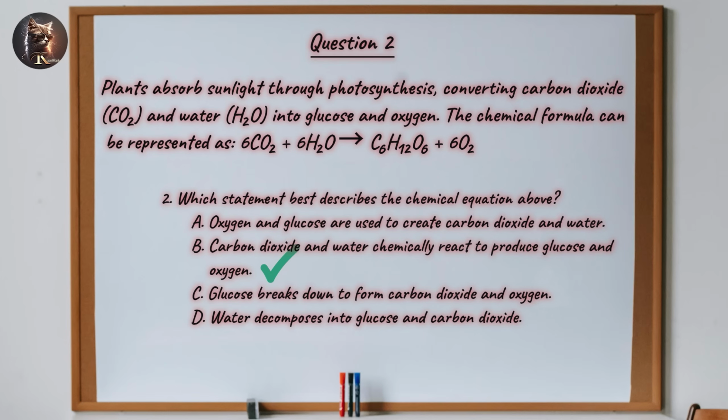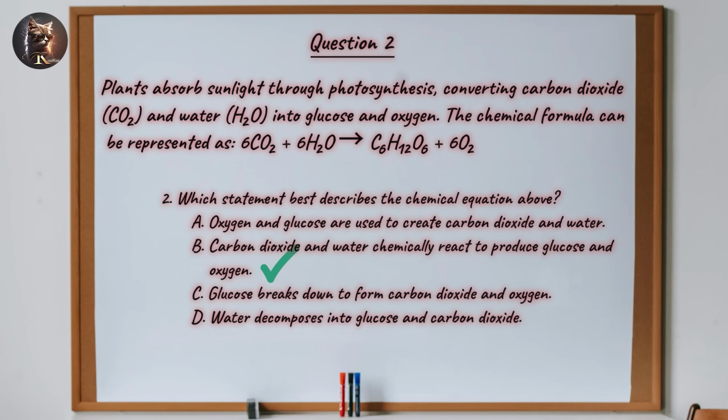Let's look again carefully at the equation. 6CO2 plus 6H2O, produces C6H12O6 plus 6O2. 6CO2, carbon dioxide, and 6H2O, water, are on the left side of the arrow. This means they are the starting materials, or the ingredients. C6H12O6, glucose, and 6O2, oxygen, are on the right side of the arrow, which means they are produced as the result of the reaction.